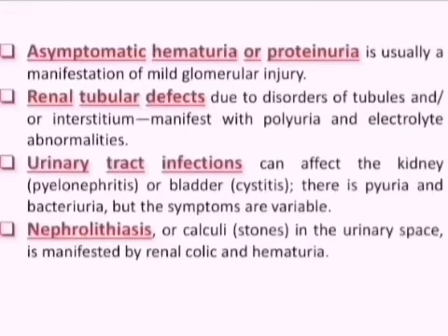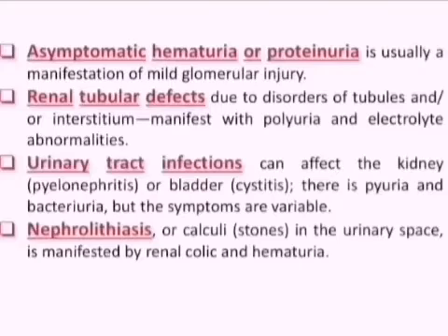Asymptomatic hematuria or proteinuria. From the name, asymptomatic, it means it is discovered by investigation. Usually a manifestation of mild glomerular injury. Renal tubular defect due to disorder of the tubules and or interstitium. Its manifestation is polyuria or electrolyte disturbance.